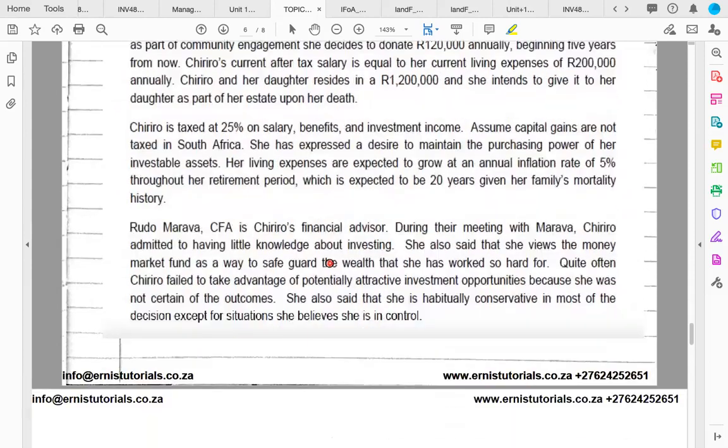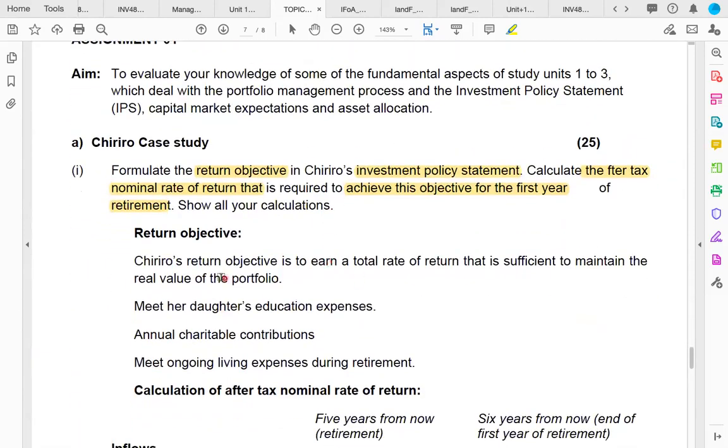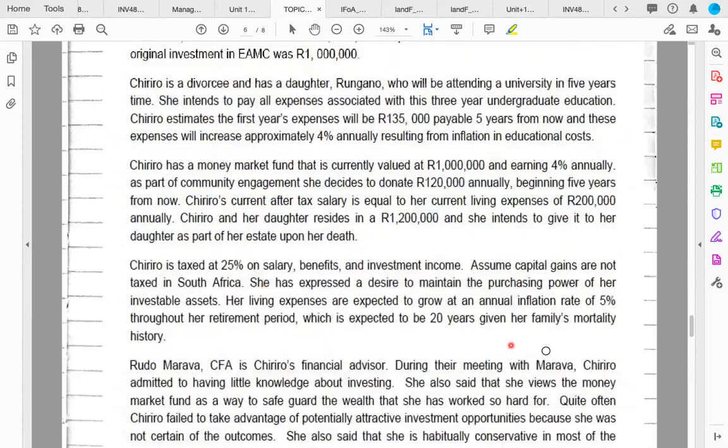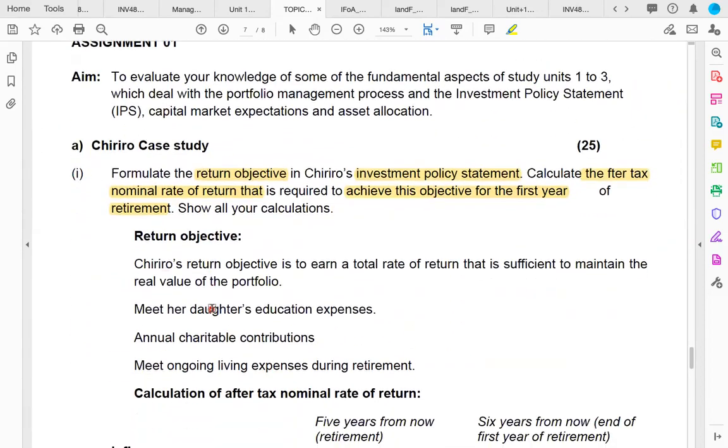Given this case study, we've been clearly told that she desires to earn a rate of return that is sufficient to maintain the real value of a portfolio, to maintain the purchasing power of her investable assets. So this is her desire. And then she's also got other required expenses, required needs that she'll be required to meet. For example, meeting her daughter's expenses when she retires. Remember, her daughter will start school as soon as she retires. Meeting the annual charitable contributions of 120,000, which she'll start paying when she retires, and also meeting ongoing living expenses during retirement.